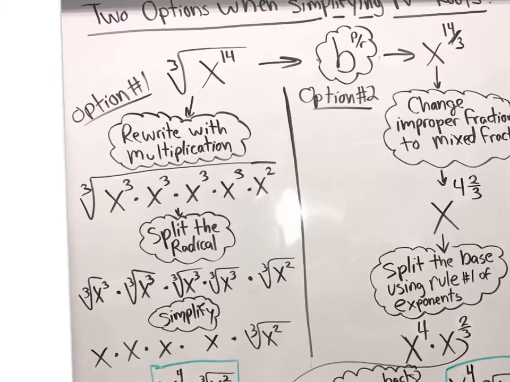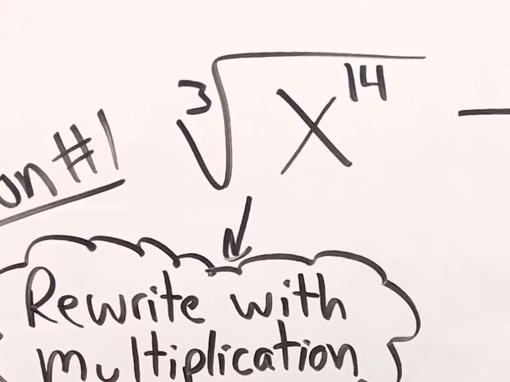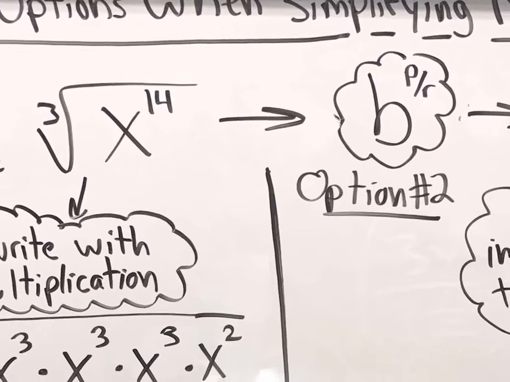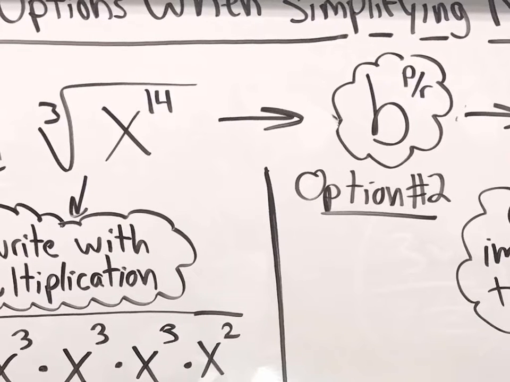So we're going to learn two different options on simplifying the third root of x to the 14th. Okay, let's start with the best way to do it, in my opinion. The best way to do it is to understand that any nth root could be rewritten as a rational exponent, where you take your base, you leave it your base, but then you have an exponent that's really a fraction, and the power goes up on top and the root goes on the bottom of your rational exponent.